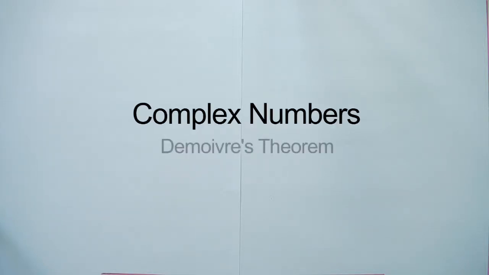Hey guys, this is probably going to be the most important video of the series because we're going to be looking at the famous De Moivre's theorem. Now last time we proved that if we take any complex numbers in polar form and multiply them, then all we have to do is multiply their moduluses and add up their arguments.